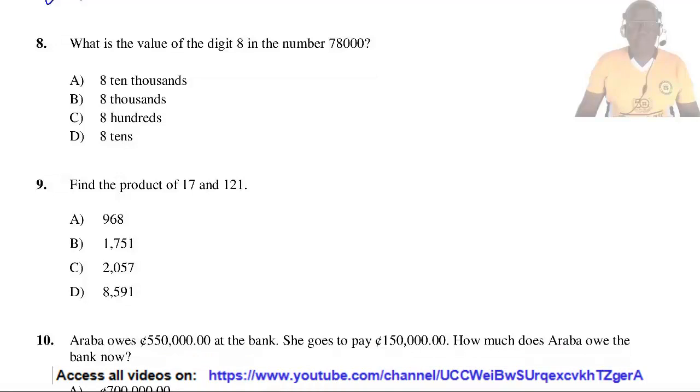Question 8. What is the value of the digit 8 in the number 78,000? The answer is B, 8,000.